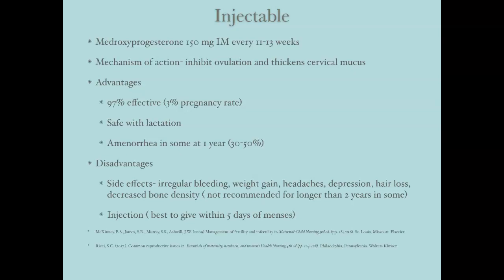Disadvantages: irregular bleeding. I usually tell women you tend to see this irregular bleeding in the first few months, from when it's initiated up to 6 months. I usually have women try not to stop it unless it's severe bleeding, until they get to the second or third shot. The reason is that oftentimes they will become amenorrheic after that, and the irregular bleeding will clear up.